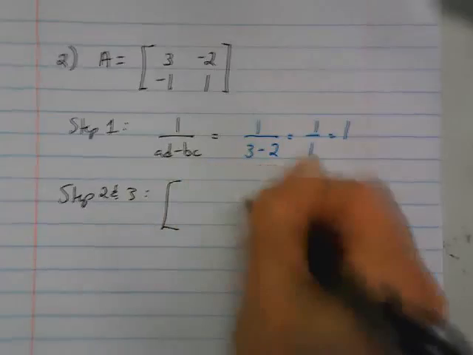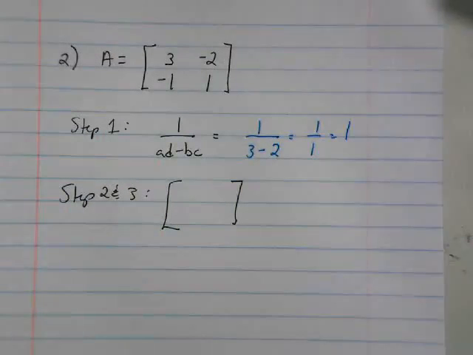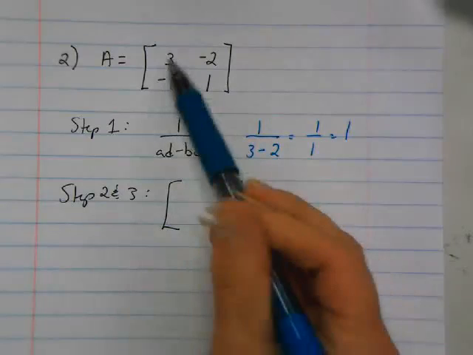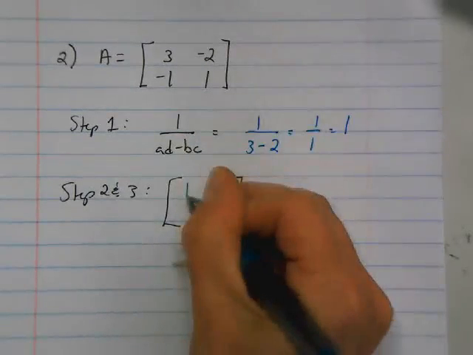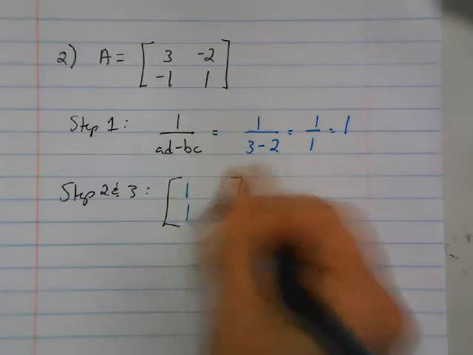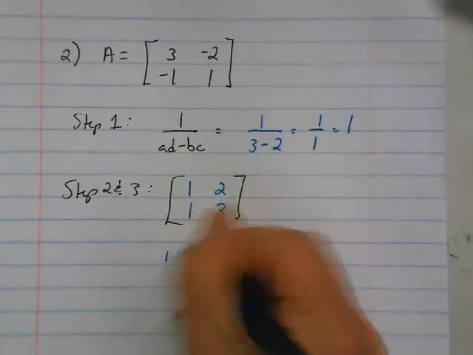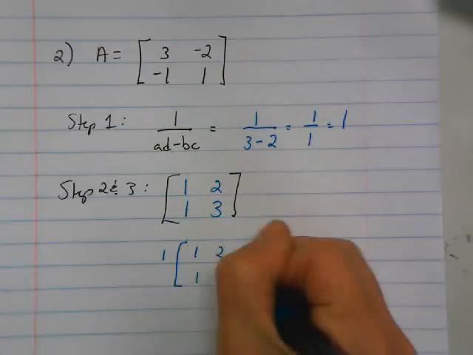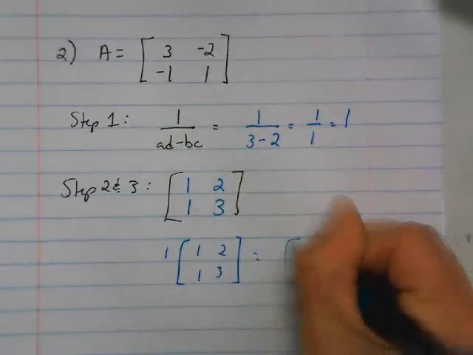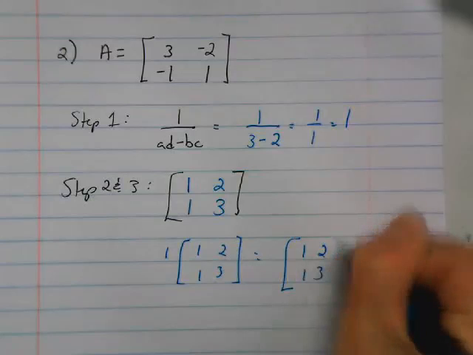So I'm going to do step 2 and step 3 together. You're going to change A and D. So on this diagonal you flop them, you negate the others. And finally, I just multiply by what I got in step 1, which means my final answer will just stay what it is here. And that's your inverse matrix.